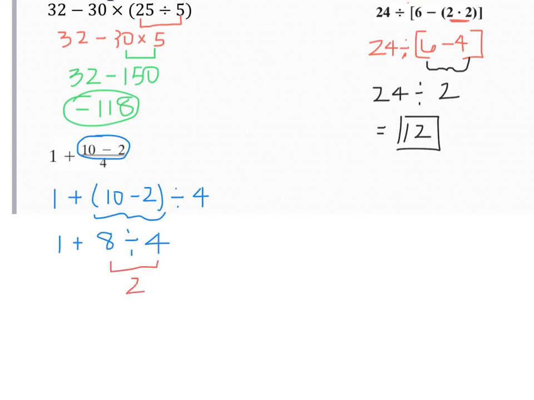And then I'm going to simplify my 8 divided by 4. So this turns into 2. And I'm left with 1 plus 2. And when I solve that, I end up with 3.